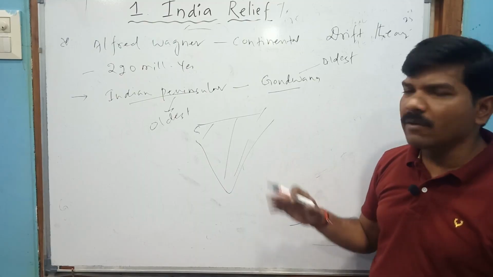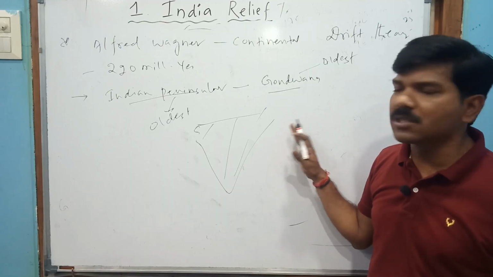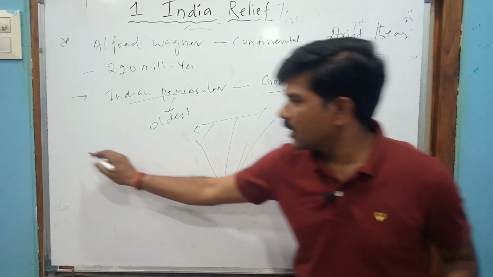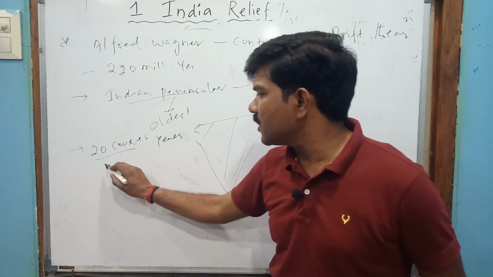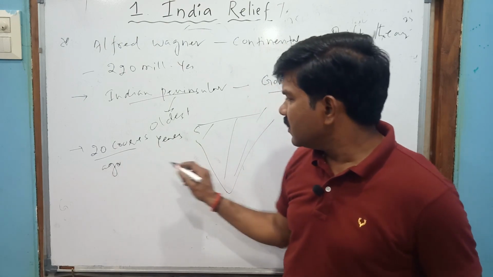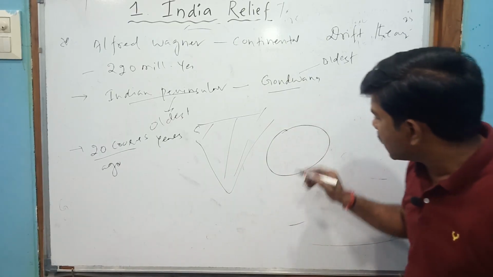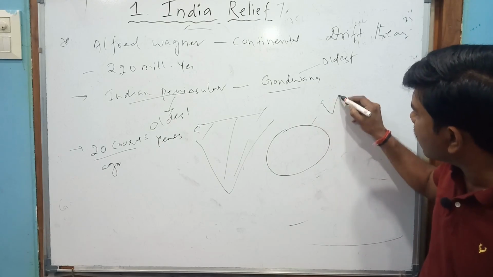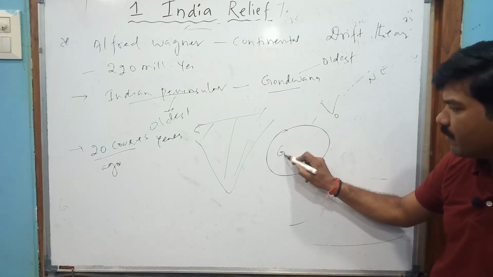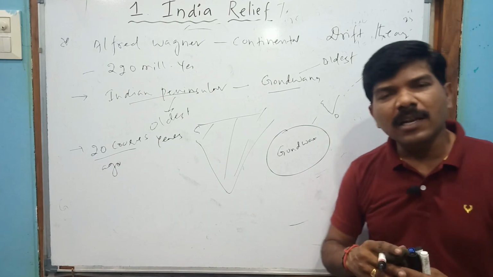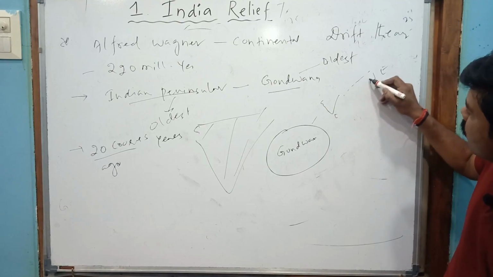Okay, whenever this Angara land and Gondwana land were split, 20 crore years ago. This is very important: 20 crore years ago, this Gondwana land was split into pieces. So from the Gondwana land, India was separated. Gondwana land split again into pieces, and India was separated from it. This India moved to the northeast side.